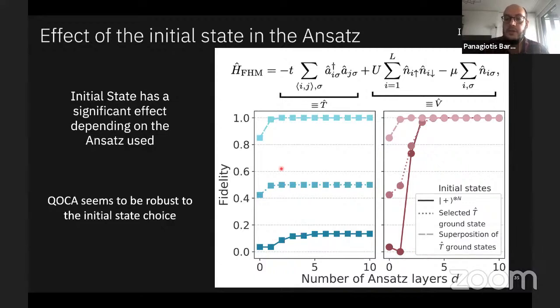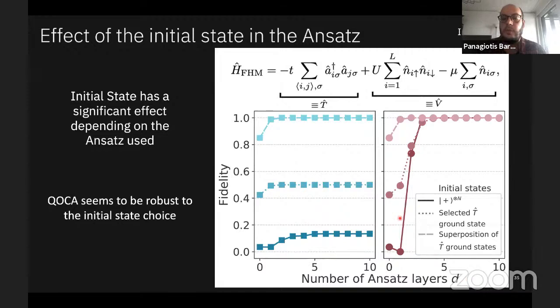For the case that you start from a ground state of the hopping operator, again, the convergence does not happen with good fidelity. Whereas if you start from a superposition of the T operator ground states, you are able to converge with a reasonable number of repetitions in your blocks, or reasonable layers D.